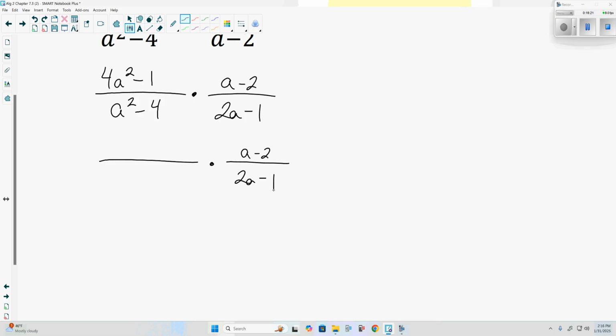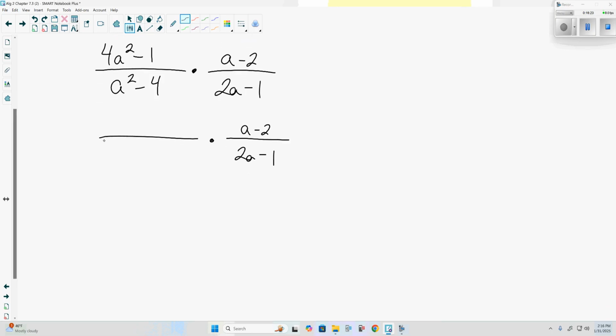Well, let's start off with a squared minus 4. A squared, so we do have a degree of 2. Two terms being subtracted. What times itself is a squared? A and a. What times itself is 4? 2 and 2. So this is a difference of perfect squares.